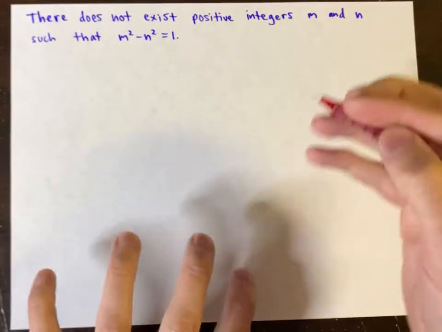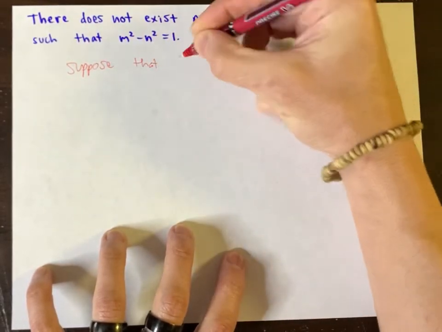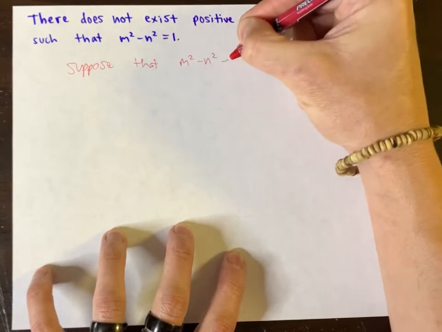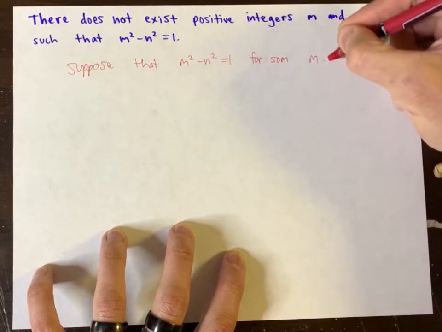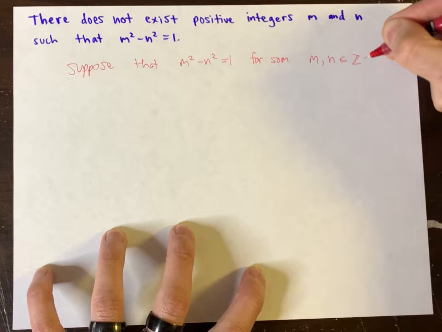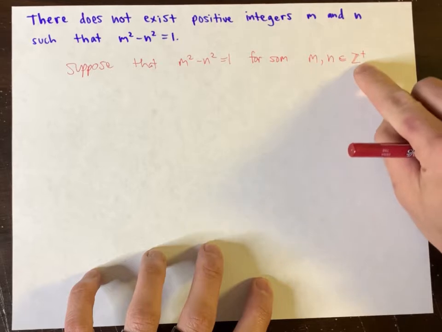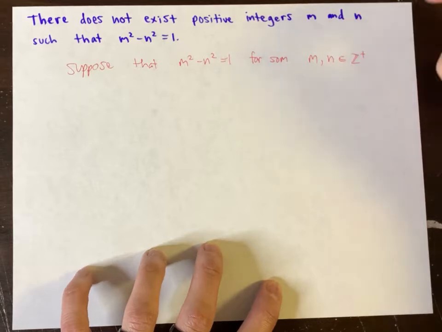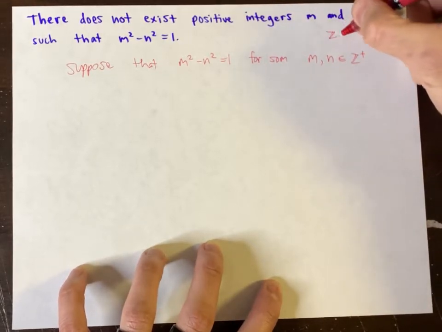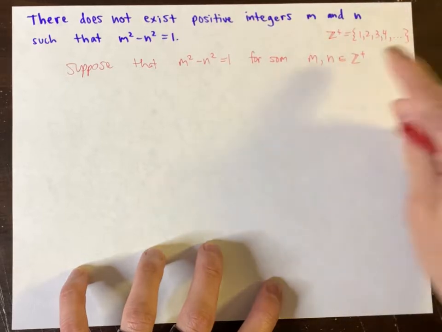So let me say this. Suppose that m squared minus n squared equals 1 for some m, n in the positive integers. Z plus, where Z is the integers, plus is the positive integers. M and n are elements in here. So just as an FYI, what can m and n possibly be? The positive integers, that's the set that begins at 1, 2, 3, 4, and so on forever and ever and ever. Those are the positive integers.